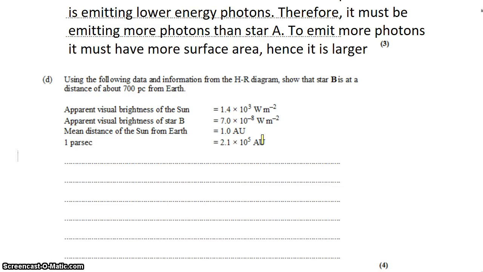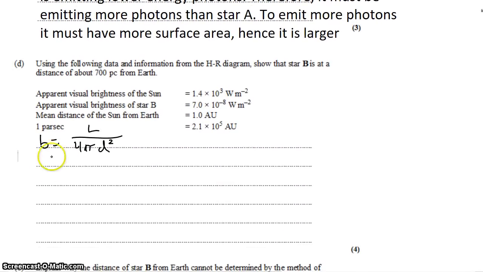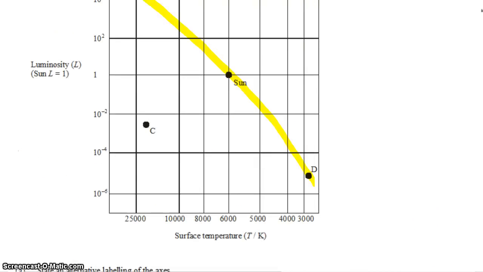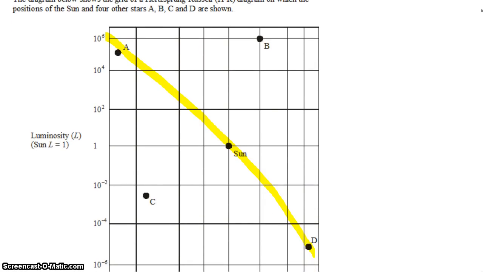Okay, so let's go to what we know. We know apparent brightness is equal to the luminosity divided by 4 pi times the distance to the Earth squared. Rearranging this to solve for luminosity, luminosity is equal to apparent brightness times 4 pi times the distance to the star squared. But the issue is that we don't know the luminosity. We only know the luminosity relative to the luminosity of the sun.